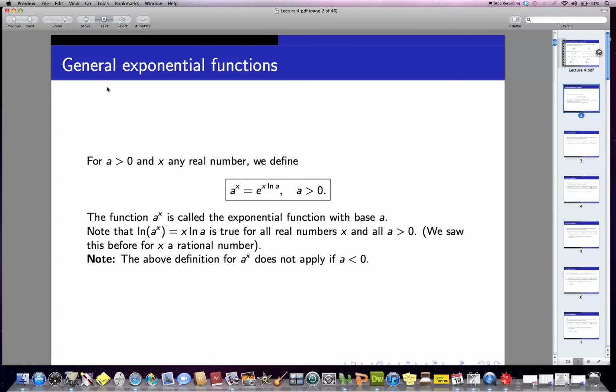For any positive number a, we make a definition: a to the x is e to the x times ln of a. Note that this only works for positive a, since the natural logarithm is only defined for positive numbers. If we apply the natural logarithm to both sides of this equation, we get the natural log of a to the x is the natural log of the right hand side, which is just x times ln of a.